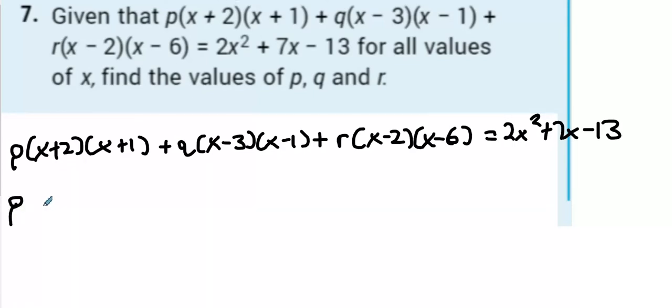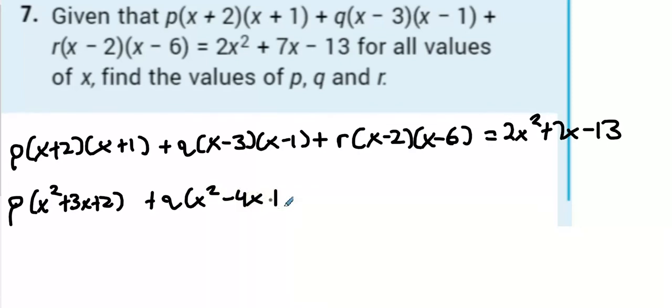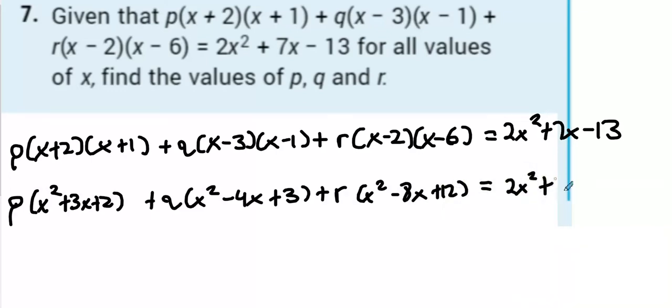This is p times x squared plus 3x plus 2. This is q times x squared minus 4x plus 3. This is r times x squared minus 8x plus 12. And that's still 2x squared plus 7x minus 13. Now, next part, going to multiply in by p.